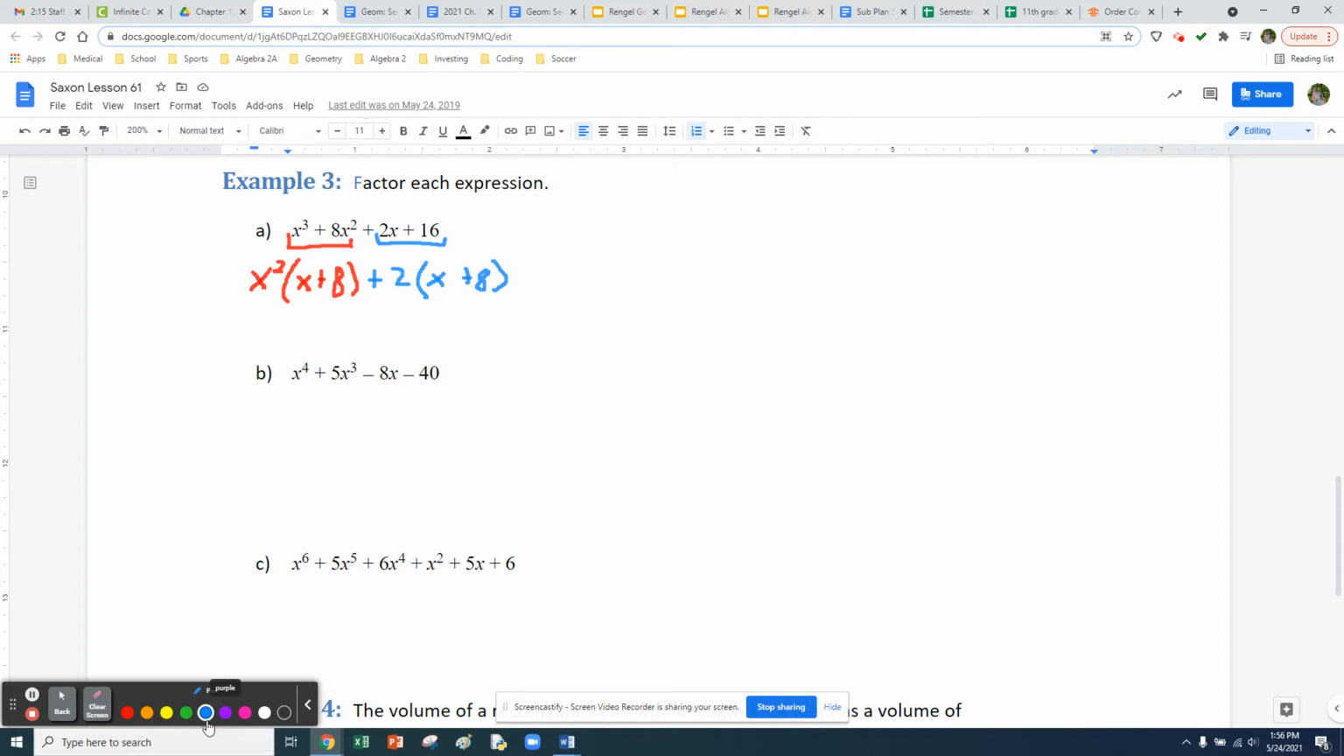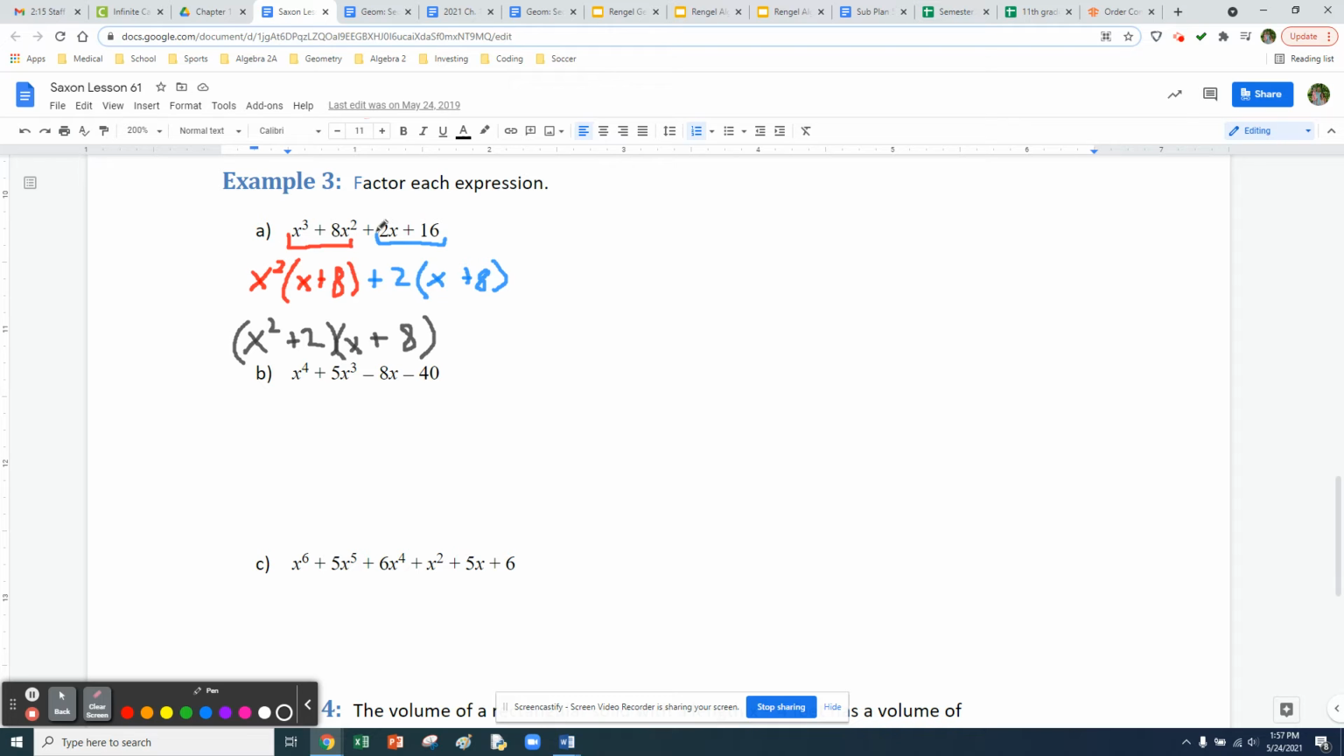Now I can create a factoring by grouping. I can factor out this common factor of x plus 8. Our final answer then will be x squared plus 2 times x plus 8. That common factor of x plus 8 factors out, and we're left with the x squared plus 2 factor, and the x plus 8 factor. So that is how we can factor by grouping.